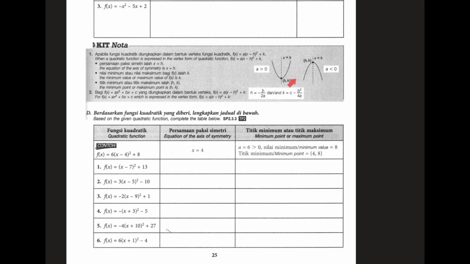You see the vertex is this point. The coordinate is (h, k), which is from here, no? From the bracket and from the back. So the h is from here and the k is from there. So that is the coordinates of the vertex.